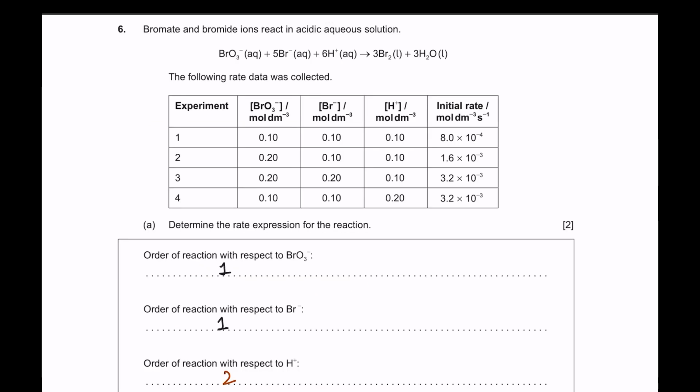Now, starting with question number 6. In question number 6, bromate and bromide ions react in acidic aqueous solutions. There is a balanced chemical reaction, and there is the rate data. We have to determine the rate expression for the following reaction. Firstly, we have to identify the order of the reactions, and then with this, we calculate the rate expression. In the first case, these are the initial concentrations, and this is the initial rate.